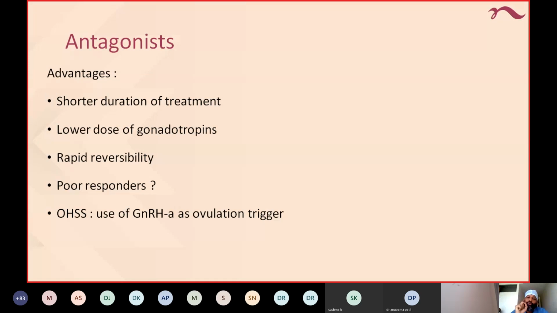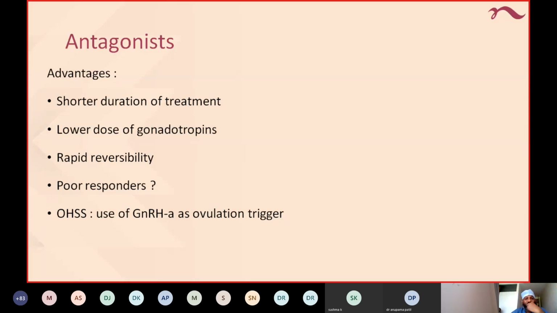Here you use a lesser dose of gonadotropins because suppression has not occurred. There is already endogenous FSH/LH, so you need to supplement less dosage of gonadotropins. That's the advantage. And there's rapid reversibility. If you want to stop, or if you want to reduce the dose, you can reverse it. But in an agonist cycle, you cannot reverse so fast. And in poor responders, there's still controversy, but antagonist is much better.